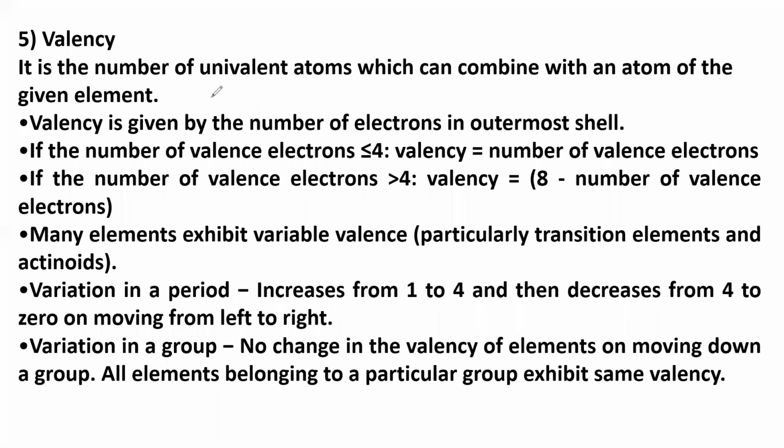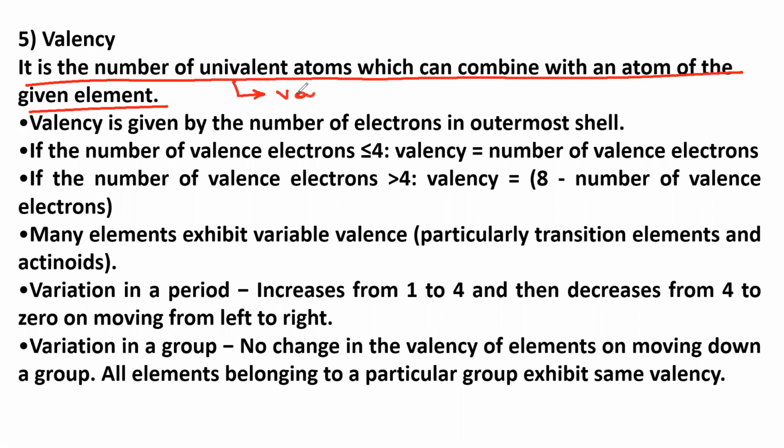So what is valency? The number of electrons present in the valence shell of an atom is called its valency. So it is the number of univalent atoms which can combine with the atom of another given element. This is the definition. Univalent means monovalent, and monovalent means valence is 1. So univalent atoms which can combine with the atom of another given element.